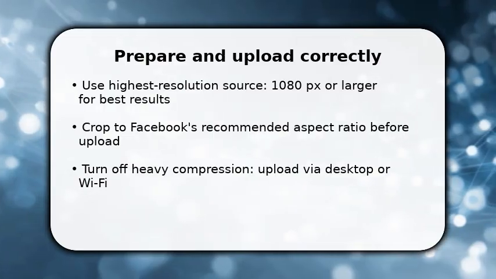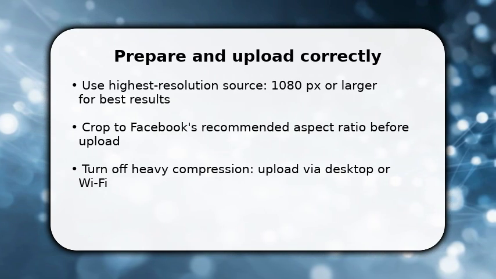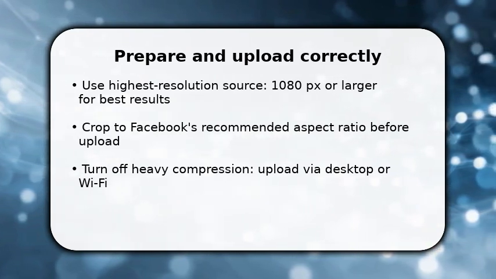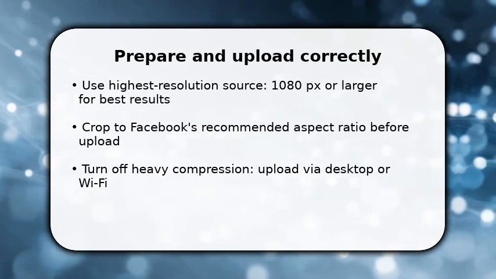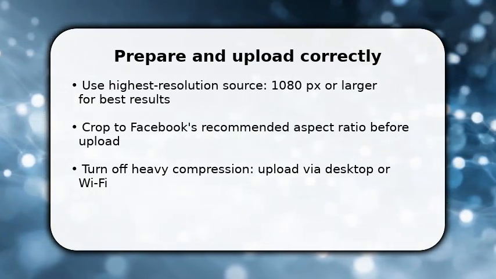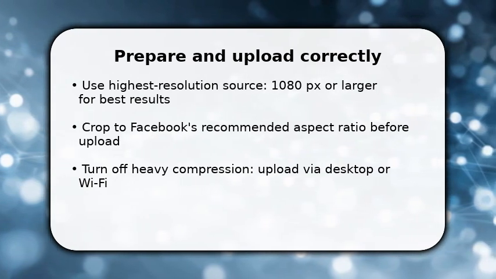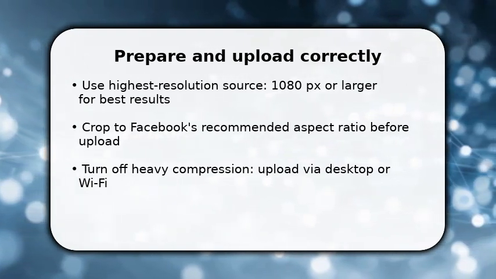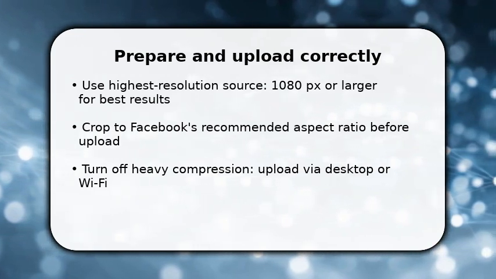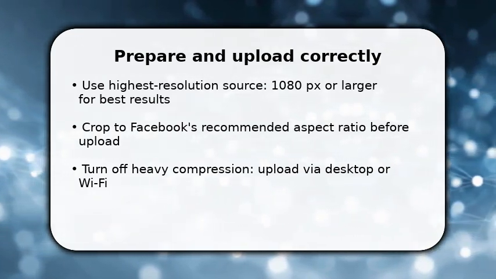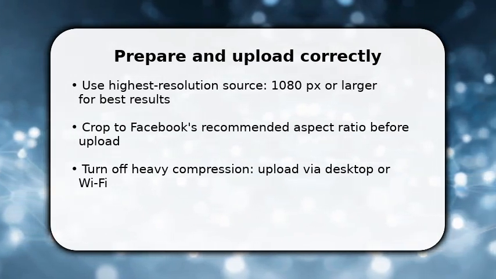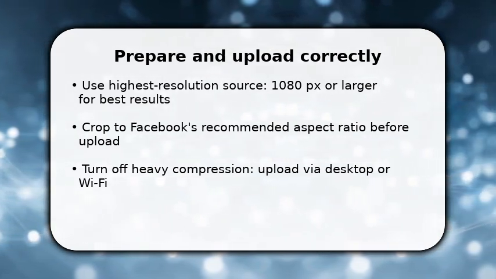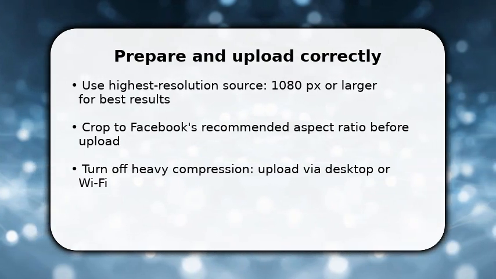You'll start by choosing the best original file and preparing it properly. Use a high-resolution image, 1080px minimum, and crop to the featured photo aspect so Facebook doesn't rescale harshly. Once done, export as JPEG at 85% quality or PNG for text-heavy graphics. This balances sharpness and file size. Make sure you upload from desktop or the Facebook web uploader on Wi-Fi to avoid app-side compression.